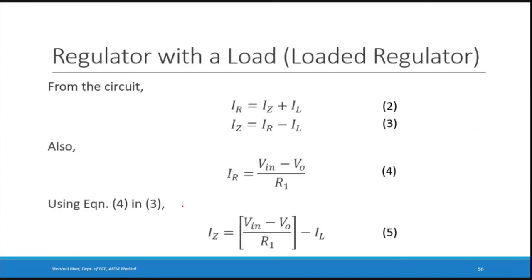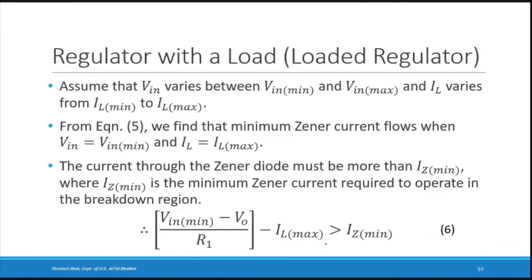And this is the equation that we have. So here, for minimum value of IZ, Vin has to be minimum and IL has to be maximum. And for maximum value of IZ, Vin has to be maximum and IL has to be minimum, right? So that's the concept we are saying. So if Vin varies between Vin min and Vin max, and IL varies between IL min and IL max, then we find that minimum Zener current flows when Vin is its minimum and IL is its maximum value.